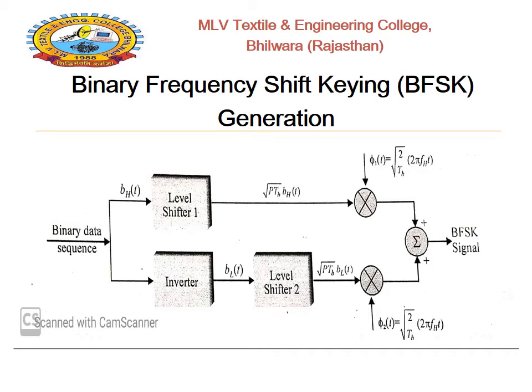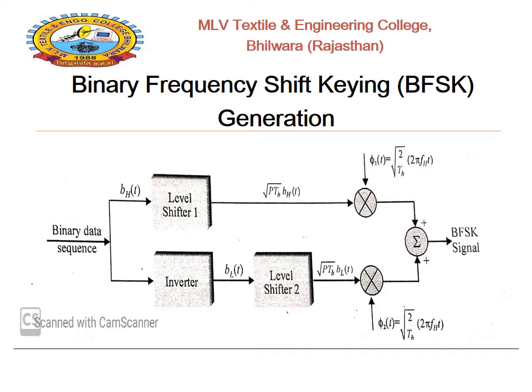In the above part of this figure, there are two sections. The first section is the level shifter, and the other section is a modulator or multiplier, simply a multiplier. As seen in this figure, the binary input bit data sequence is applied to the level shifter, where the amplitude is under root P into TB, BH of T.